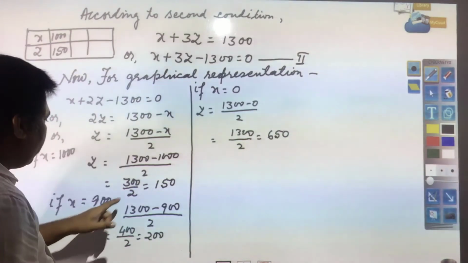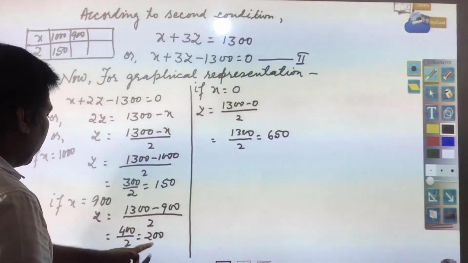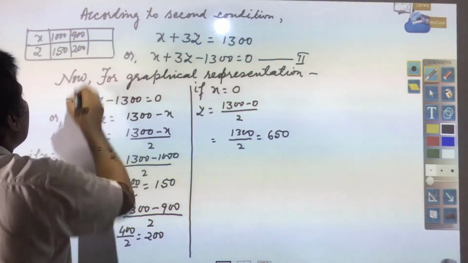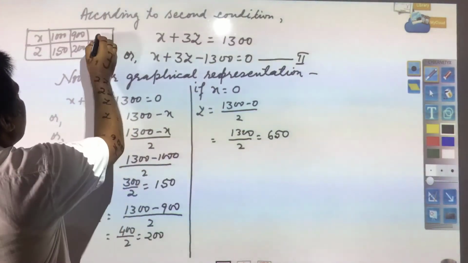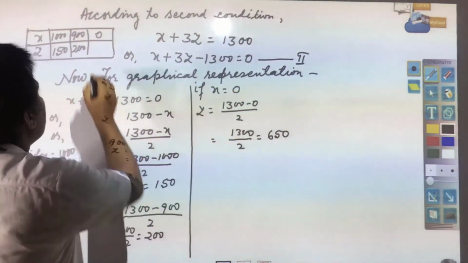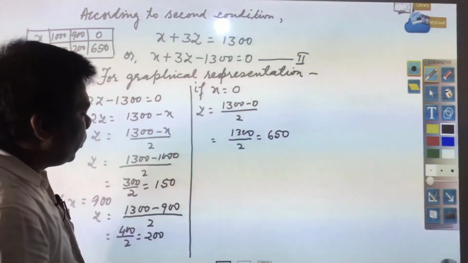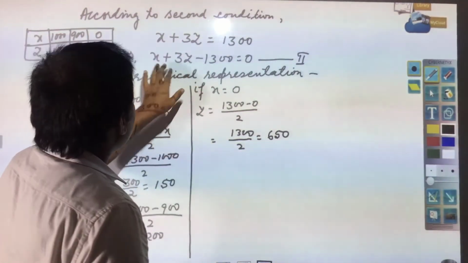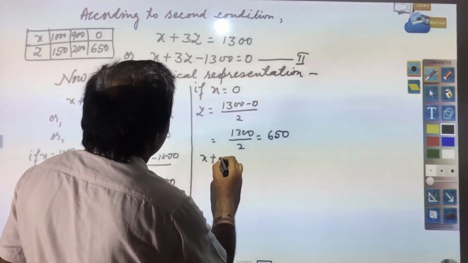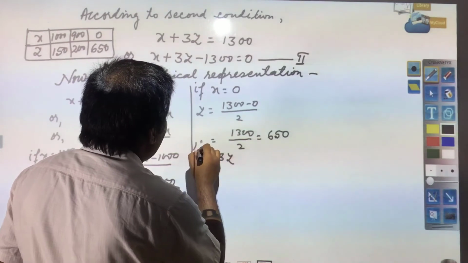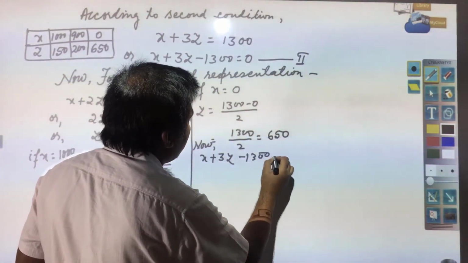So, here you have, if x is equal to 900, you have y is 200. When x is equal to 0, in that case y you have 650. In the same way, for the next equation we will find out. Next equation you have x plus 3y minus 1300 is equal to 0.